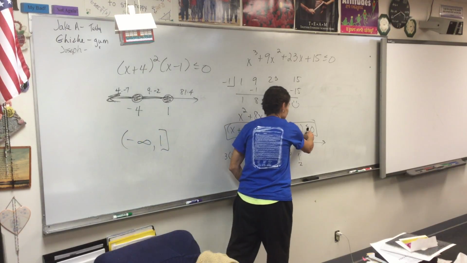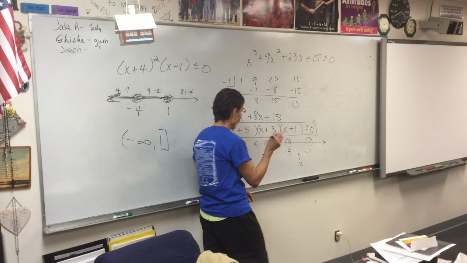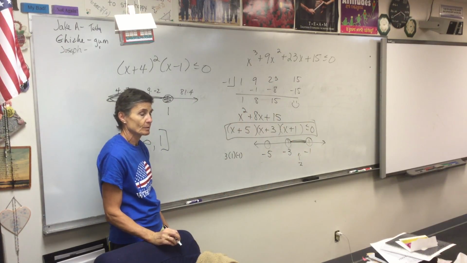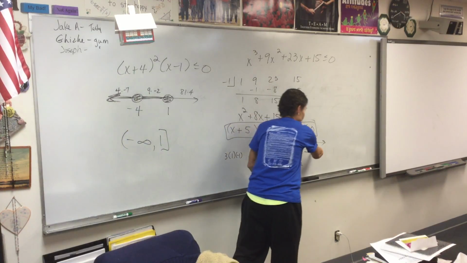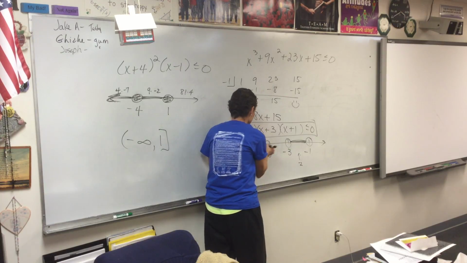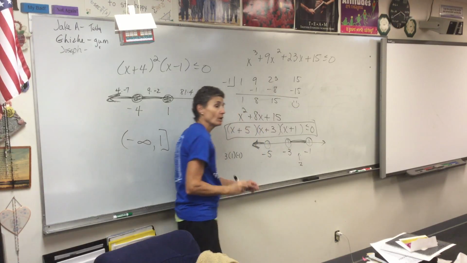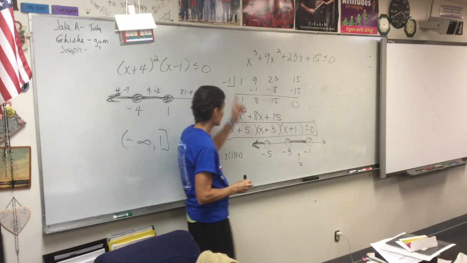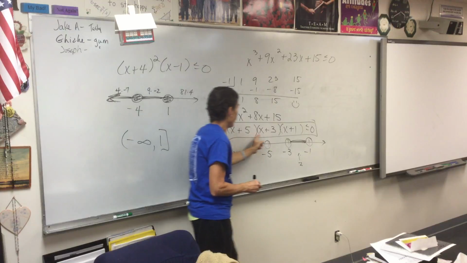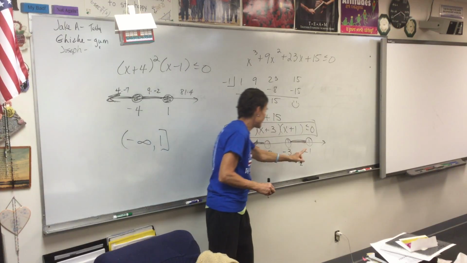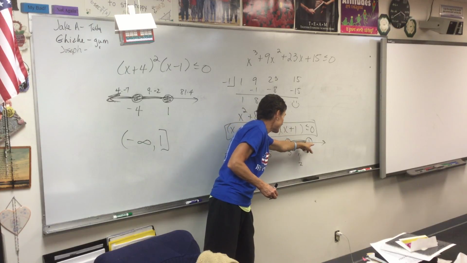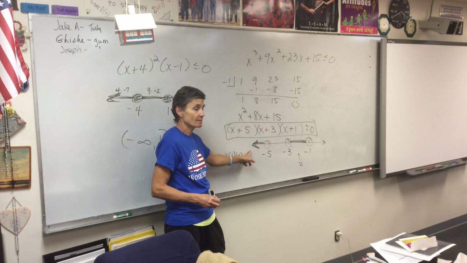-3. Is that less than 0? Oh, it worked. So this section of the number line works, which means this section won't, but this section will. Remember, they alternate, as long as there are no squares, any of those weird squares in the problem. So we picked a number right here, and it worked. That means that doesn't, but that does.